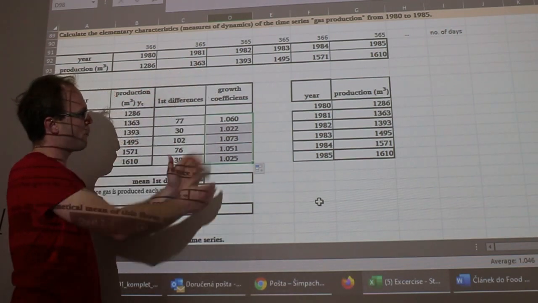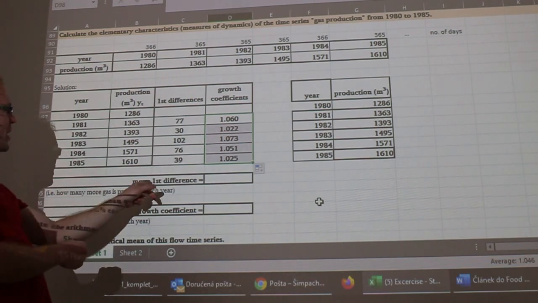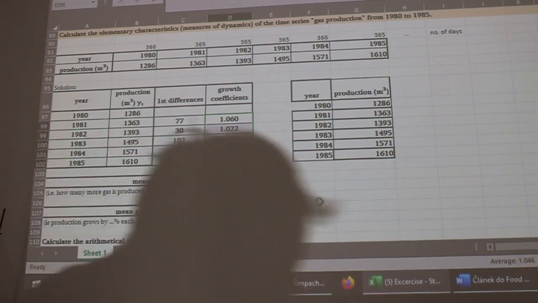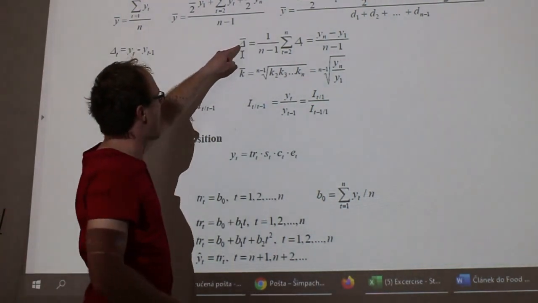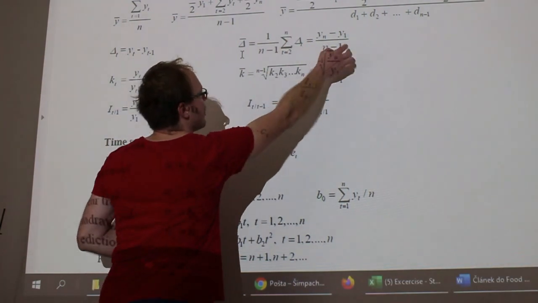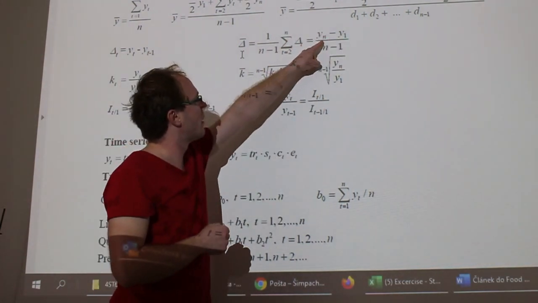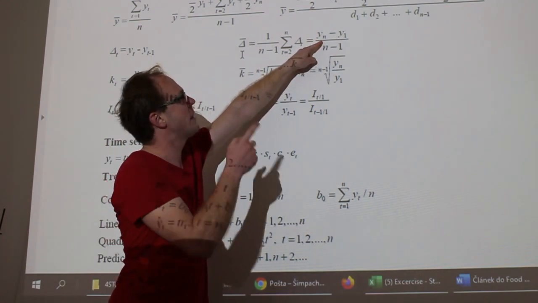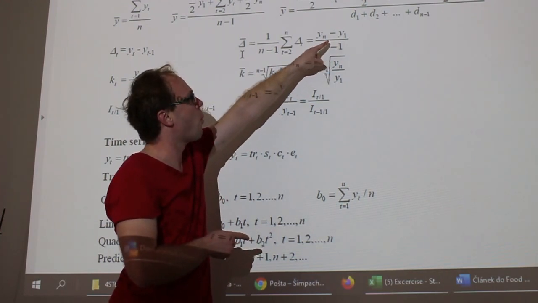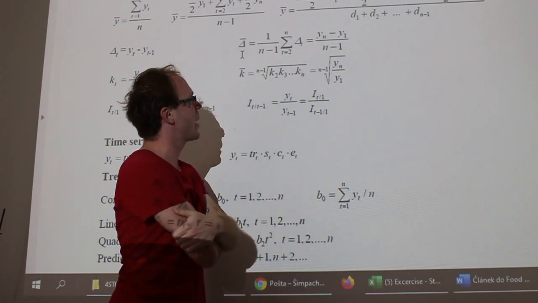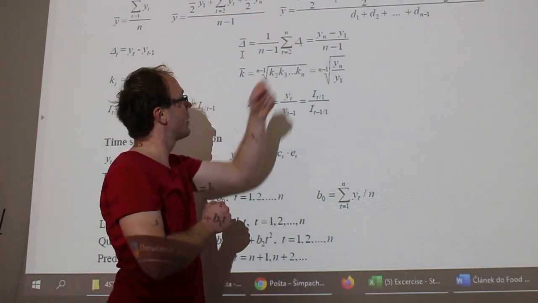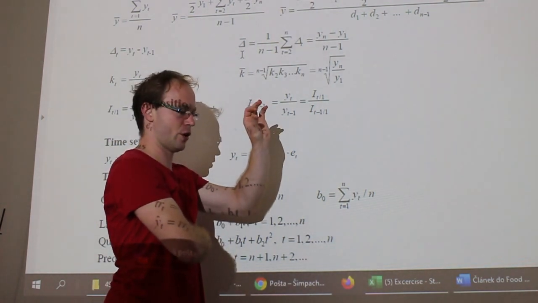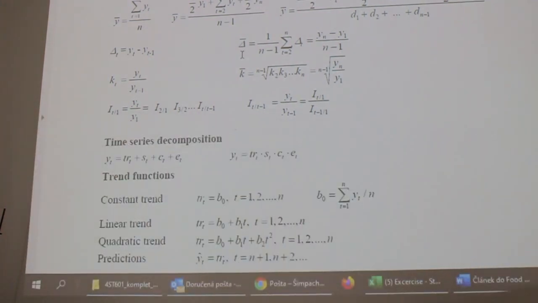So first difference is growth coefficient, and we can continue with mean first difference. Check your formulas. In the formula sheet, you will find this delta with stripe, yes? Delta with stripe is equal to something. I will use this last part: the last observation minus first observation, y1, divided by number of observations minus 1. We have 6 values. So denominator is 6 minus 1, and the numerator last observation minus first observation. Yes? So we can do this, and result is mean first difference.